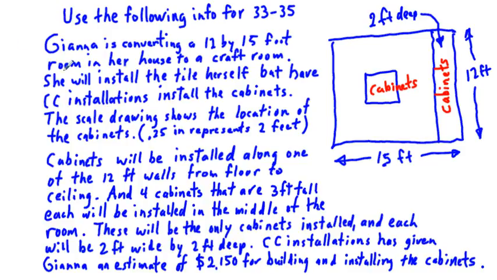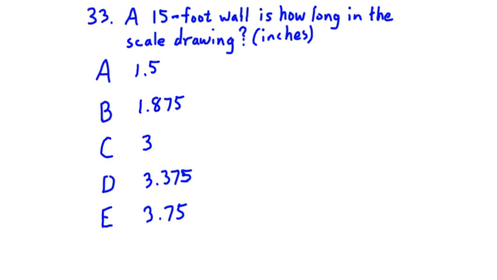All right, this drawing here and text has to do with problems 33 through 35. And I told my students, just don't read the whole thing. Just look at the drawing and say, okay, we're talking about a 12 by 15 room with some cabinetry in it. Because you can take too much time studying up the problem. You need to go ahead and get these problems done.